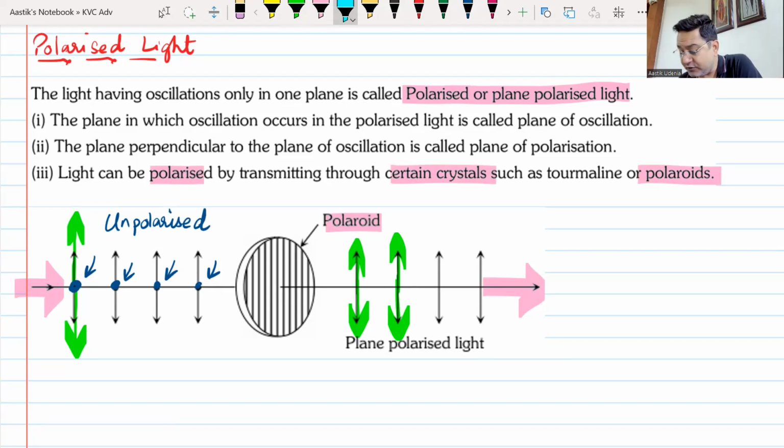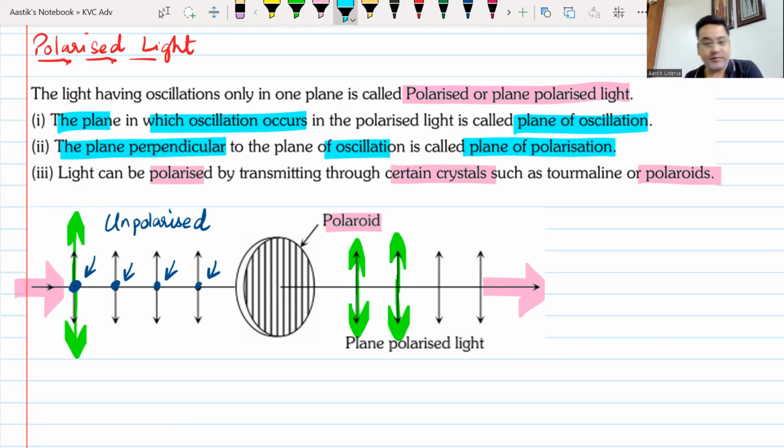Certain things that you need to know. Remember, the plane in which oscillation occurs is known as the plane of oscillation. Do we understand this? Yes, sir. The plane perpendicular to the plane of oscillation is known as the plane of polarization. We understand this? Yes, sir.